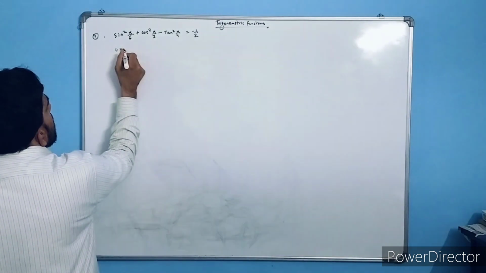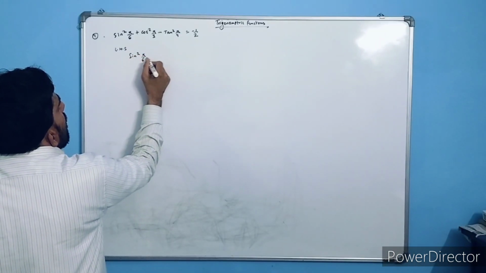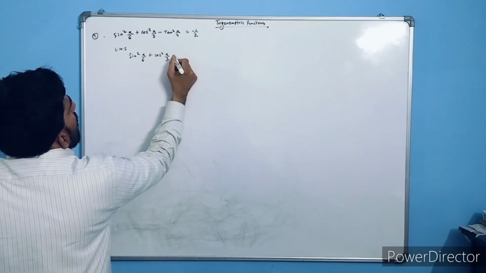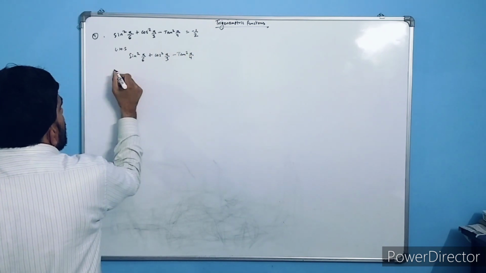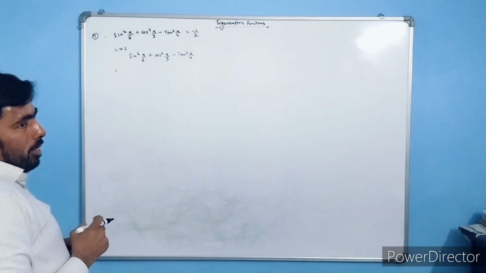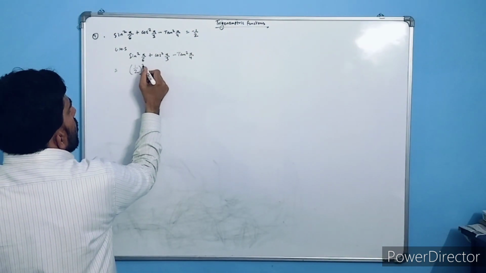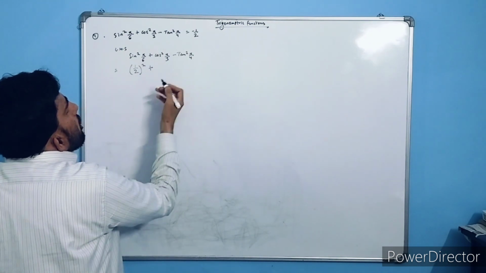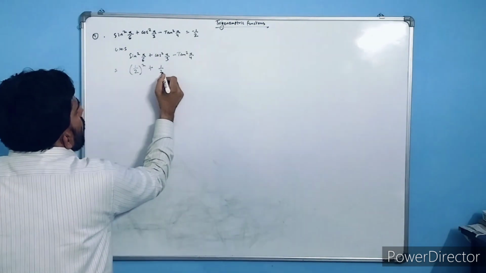Now let us try to sort it out. First we will find the LHS here. LHS is sin square pi by 6 plus cos square pi by 3 minus tan square pi by 4. Now pi by 6 means 30 degree. Now what is sin 30? Half. But here they have given square, so we'll keep it square, plus cos square pi by 3, that is 60. Cos 60 is also half, so square of half.